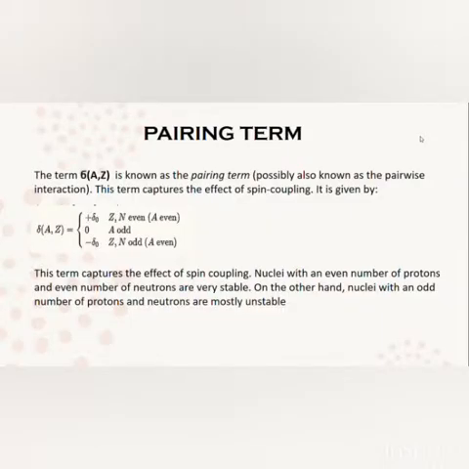Pairing term. The term delta(A, Z) is known as the pairing term. This term captures the effect of spin coupling. It is given by delta(A, Z) equals plus delta naught when Z and N are even and A is even, 0 when A is odd, and minus delta naught when Z and N are odd and A is even. Nuclei with an even number of protons and an even number of neutrons are very stable. On the other hand, nuclei with an odd number of protons and neutrons are mostly unstable. So this is the pairing term.